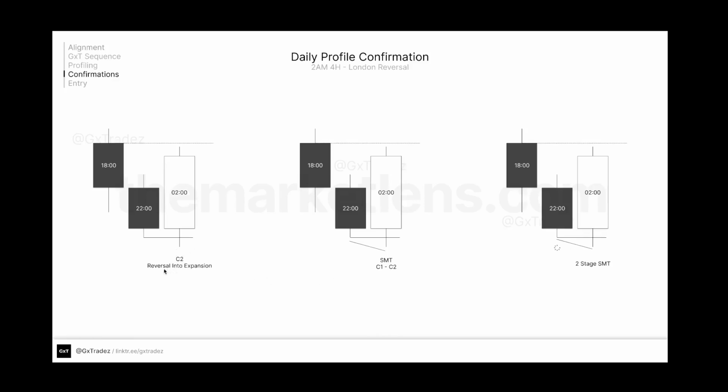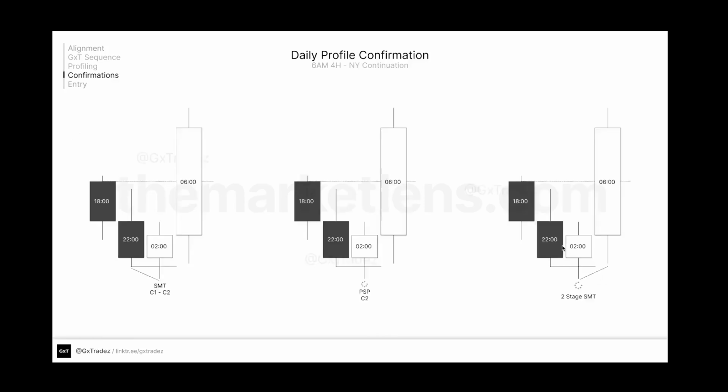So here you have a reversal into expansion candle, right, with no SMT. So obviously it's least probable. I'm not saying you can't use it, but it's just the least probable, right? The next probable scenario would be an SMT between candle 1 and candle 2, where you're just trading this 4-hour expansion candle. And the highest probable would be a 2-stage PSP forming the low of day, right?